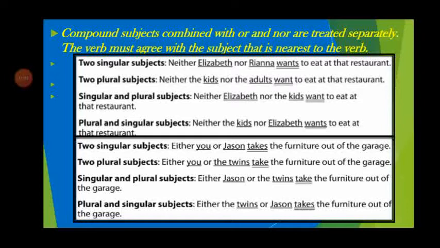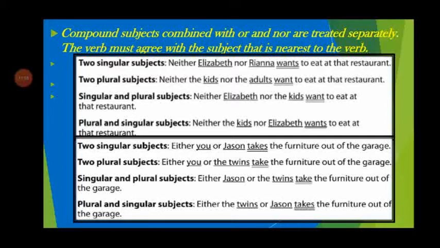Suppose we put plural subjects in the beginning and a singular subject comes second, then the verb changes to singular form. That means if the subject closer to the verb is singular, then the verb also changes to singular form. Neither the kids nor Elizabeth wants to eat at that restaurant.